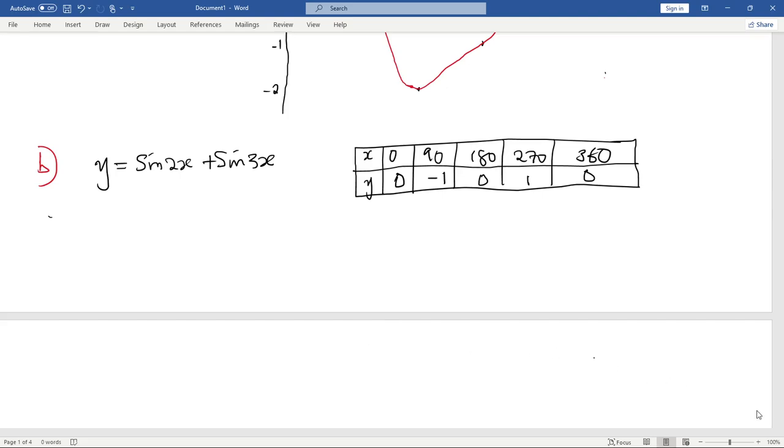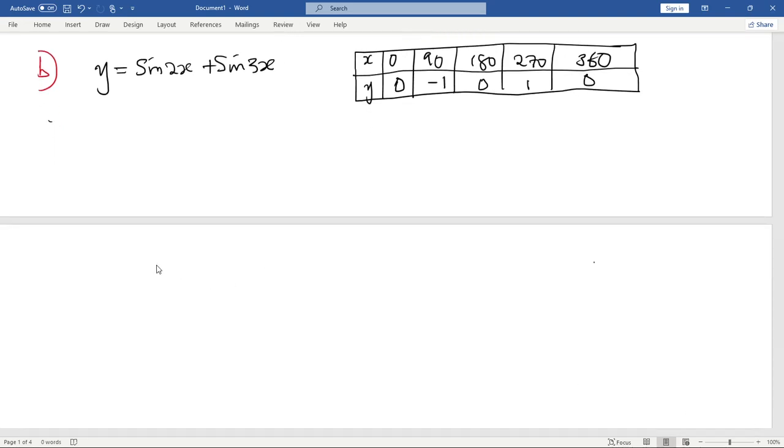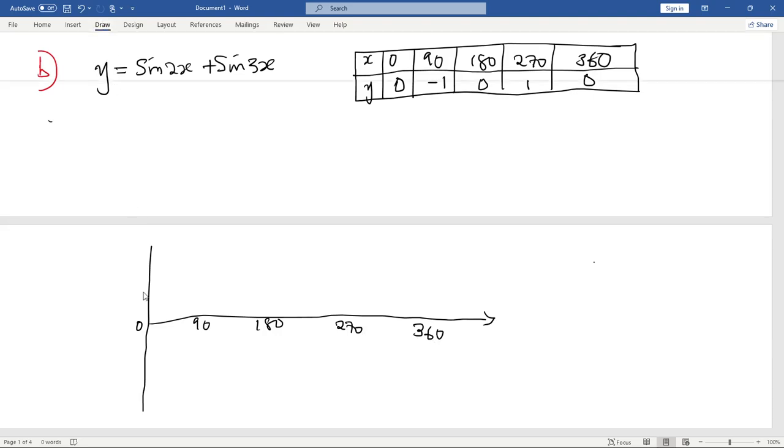So now we get these values that we have and put them on the graph there. So here the maximum value in the y-axis is 1, the minimum value is negative 1. So here we have 0, 90, 180, 270, 360, like this. So let me just change the color there. Okay, so we have 1 there and negative 1.